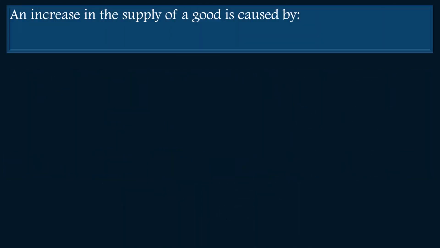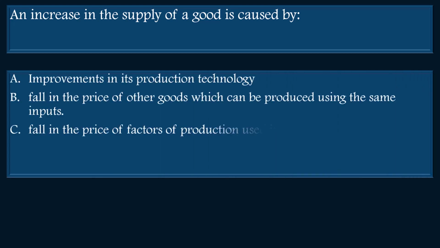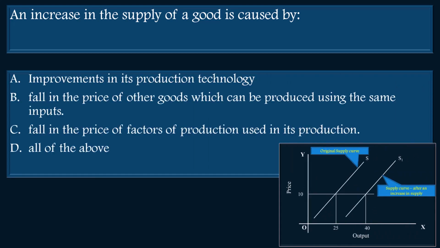Seventh question. An increase in the supply of a good is caused by, options: A. Improvements in its production technology. B. Fall in the price of other goods which can be produced using the same inputs. C. Fall in the price of factors of production used in its production. D. All of the above.